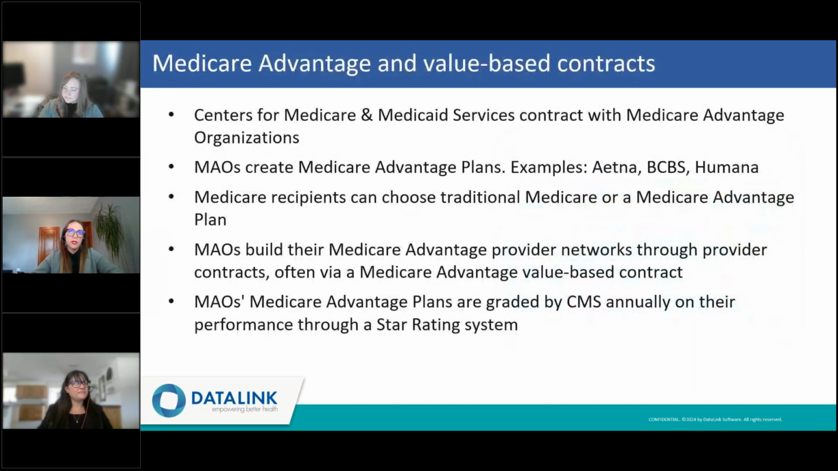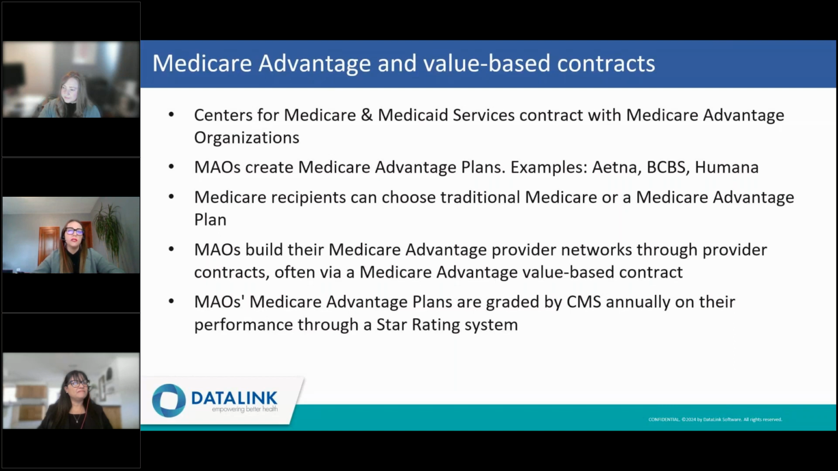So the first thing I am going to cover today is a Medicare Advantage plan, who offers them, and how they get rated by the Center for Medicare and Medicaid Services, also known as CMS. So CMS contracts with entities called Medicare Advantage organizations, or MAOs. These MAOs offer Medicare Advantage plan coverage to Medicare recipients. And some examples of MAOs are Aetna, Blue Cross Blue Shield, and Humana, just to name a few.